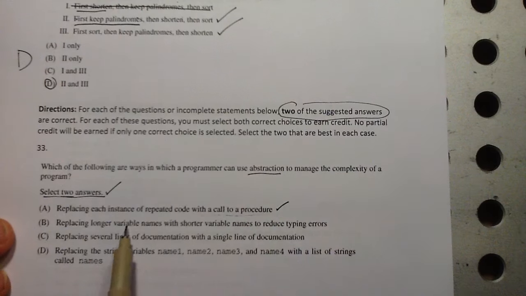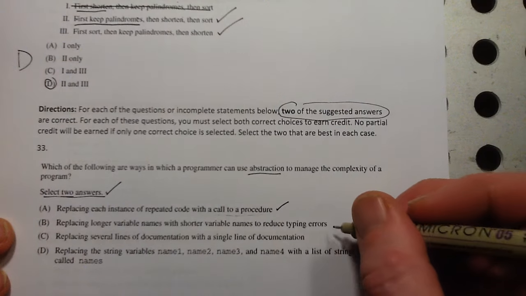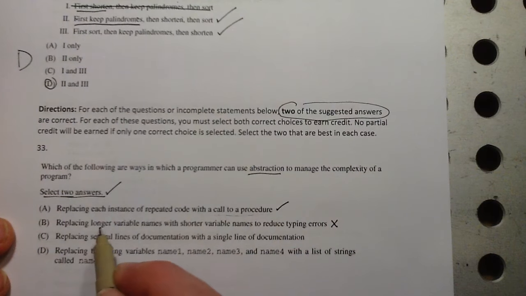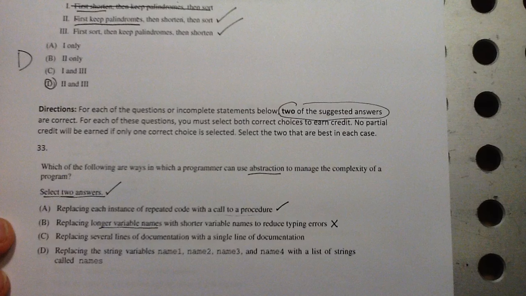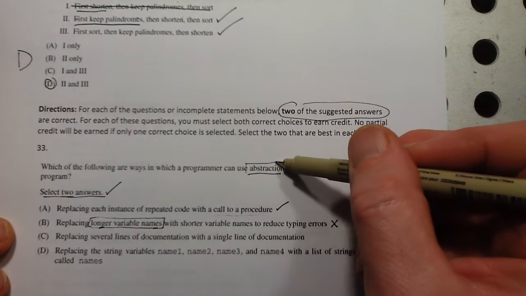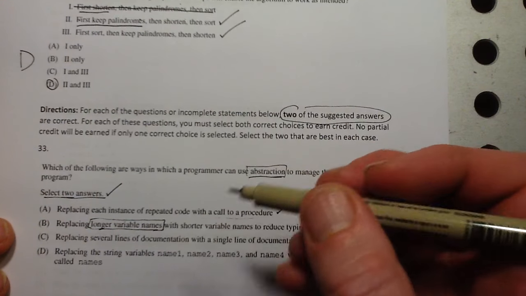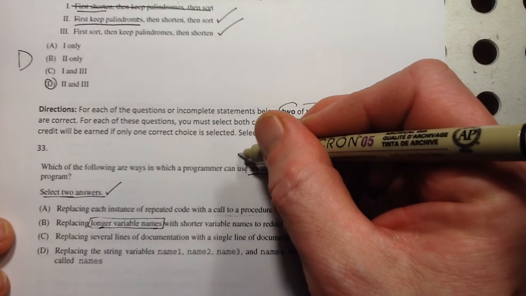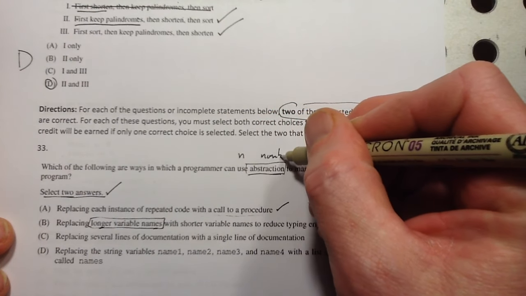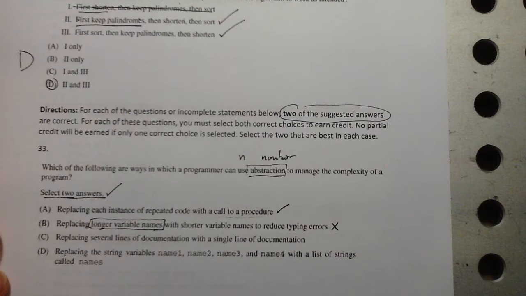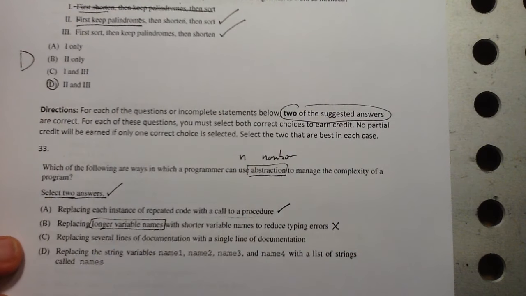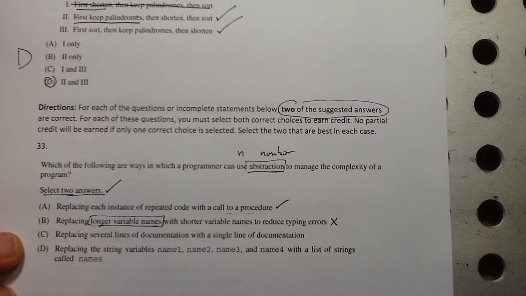B, replacing longer variable names with shorter variable names to reduce typing errors. No, not really, because longer variable names can often be better descriptors of what's going on, and be actually better at abstraction. Instead of calling something n, you could call it number or whatever. So longer variable names are often preferred because it's easier to read the code and understand what those variables are.